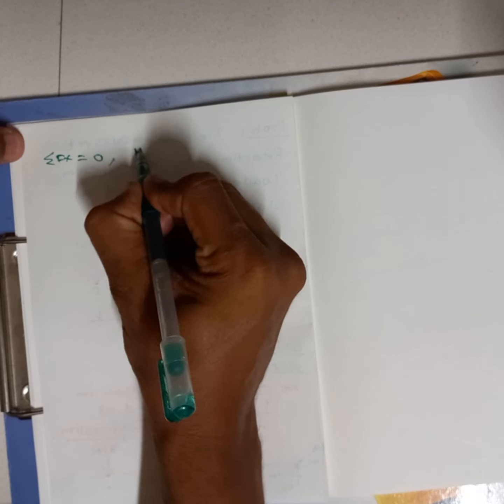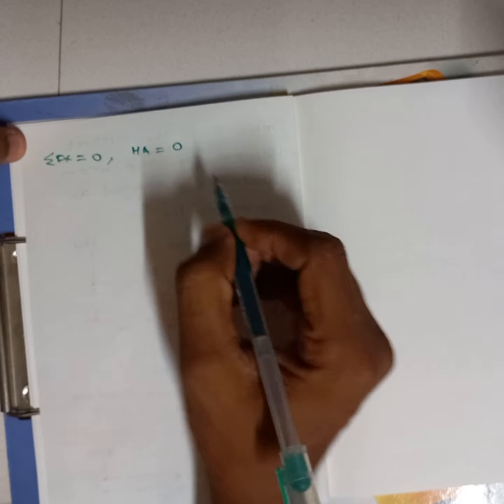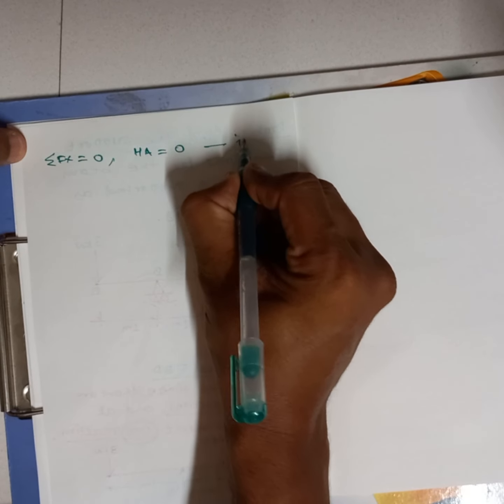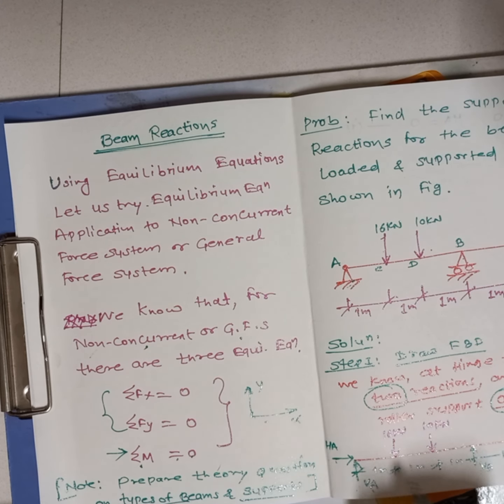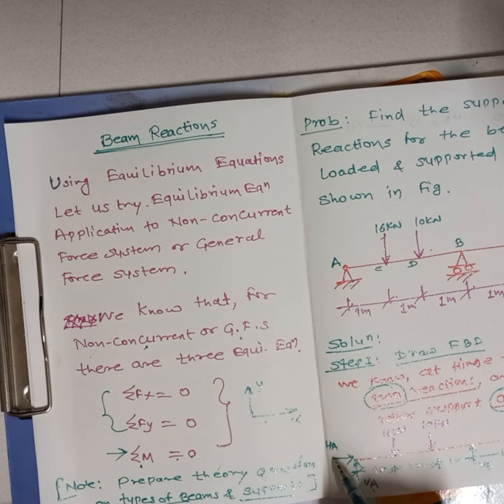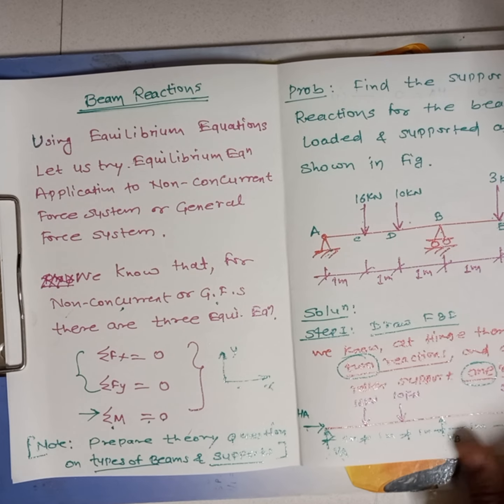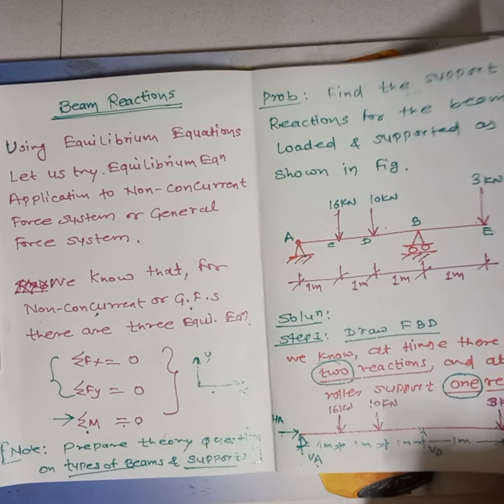So I can write HA equals to 0. So this is my first answer. So HA I got 0 because there is no any other horizontal force in the beam, and hence HA simply becomes 0. I hope it is clear to you.